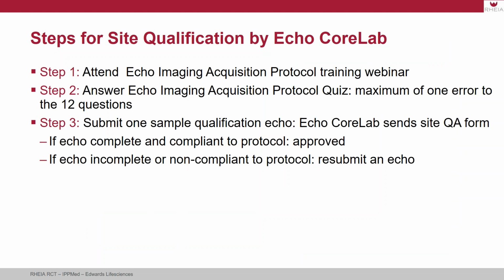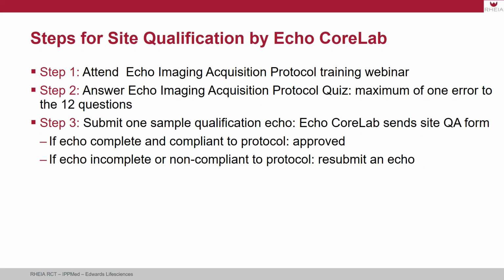So the steps for qualification of the sites. Step 1 is to attend this webinar. So this is the first step that is done for you. Step 2 is Christine will send you a quiz with 12 questions to confirm the learning objectives, and you have a maximum of 1 error. And if this is okay, then step 2 is fulfilled. Step 3 is to submit 1 sample qualification echo that is complete and compliant to the protocol.